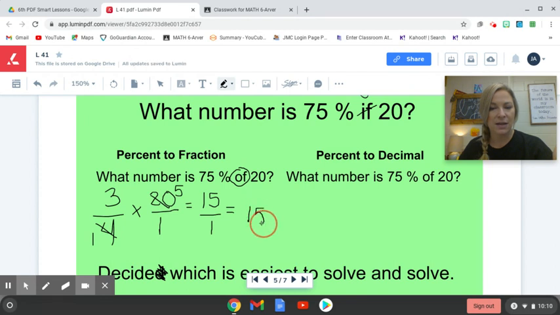Now let's stop and ask ourselves if that's reasonable. What number is 75% of 20? Or what number is 3/4 of 20? 15. Yeah, that totally makes sense. Now let's solve this as a decimal. What number is 75% of 20?